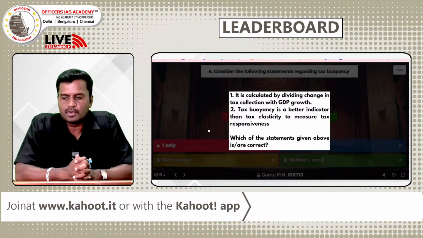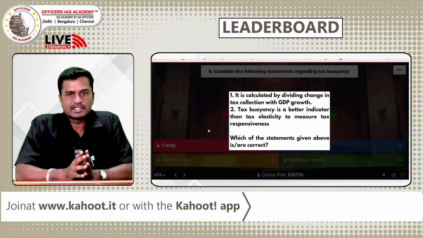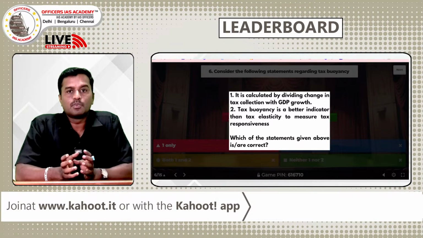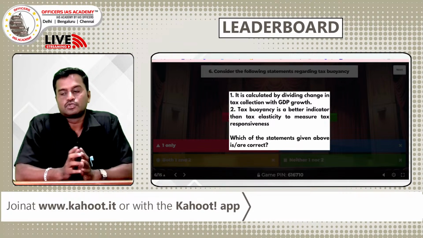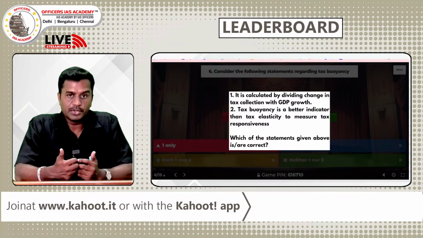Tax buoyancy is an important concept in economy. Tax buoyancy actually refers to the growth of tax revenue compared to the overall GDP growth. GDP is the size of a country's economy, gross domestic product, GDP. Now, when we compare GDP growth with the tax collection, we arrive at a concept called tax buoyancy. Okay. So when the tax collection improves positively when compared to GDP growth, we are actually seeing tax buoyancy.